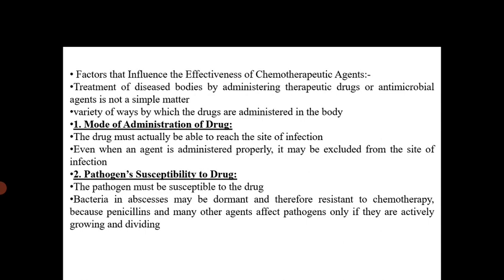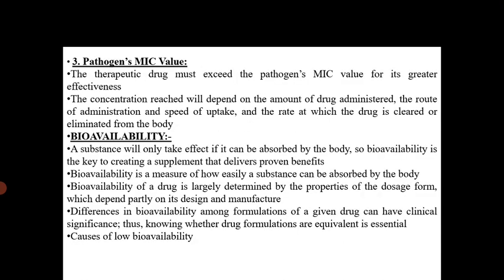A pathogen, even though growing, may simply not be susceptible to a particular agent. For example, penicillins or cephalosporins, which inhibit cell wall synthesis, do not harm mycoplasmas, which lack cell walls. Understood? Pathogen susceptibility to drug. And the third one is the pathogen's MIC value. In the last lecture, we saw what MIC is.